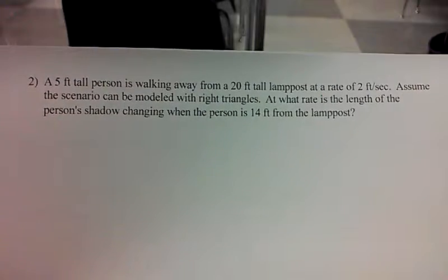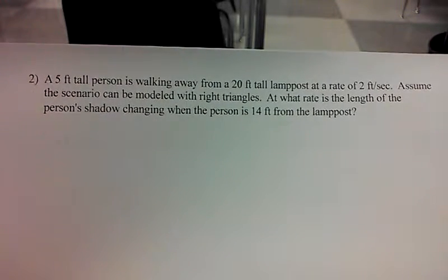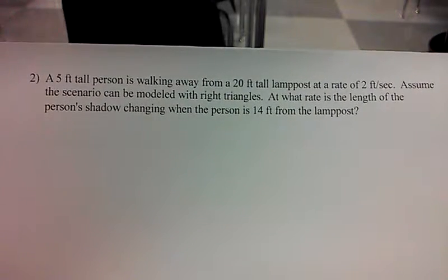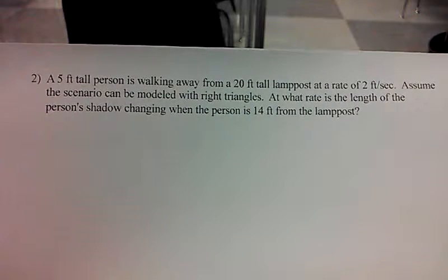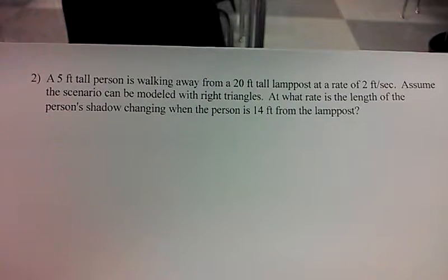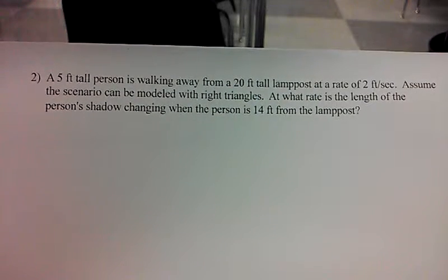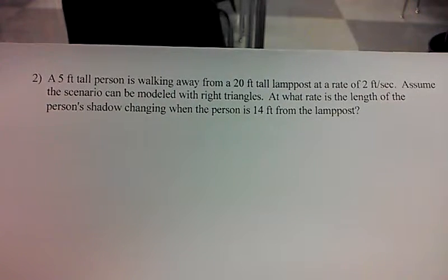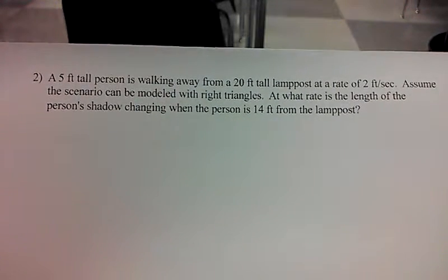All right, guys, this is the last related rate problem I'm going to look at. It says a 5-foot tall person is walking away from a 20-foot tall lamppost at a rate of 2 feet per second. Assume the scenario can be modeled with right triangles, so similar triangles. At what rate is the length of the person's shadow changing when the person is 14 feet from the lamppost?